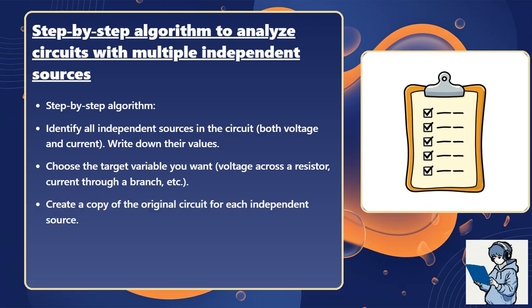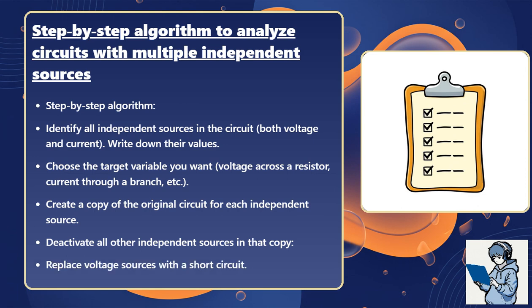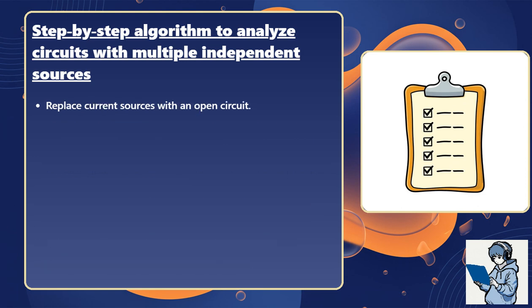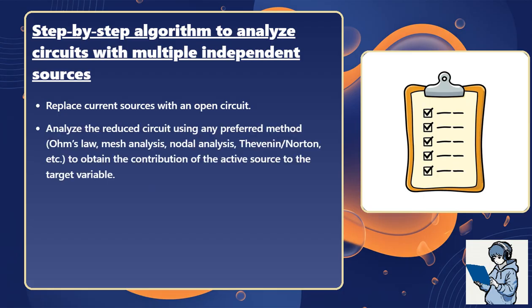Create a copy of the original circuit for each independent source. Deactivate all other independent sources in that copy. Replace voltage sources with a short circuit. Replace current sources with an open circuit. Analyze the reduced circuit using any preferred method: Ohm's law, mesh analysis, nodal analysis, Thevenin or Norton, etc., to obtain the contribution of the active source to the target variable. Record the contribution, including sign and direction.